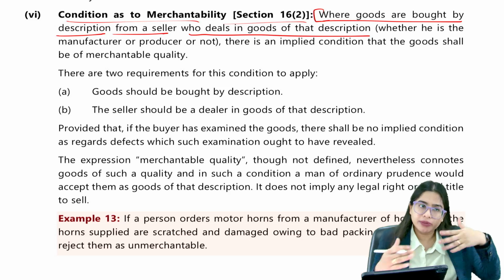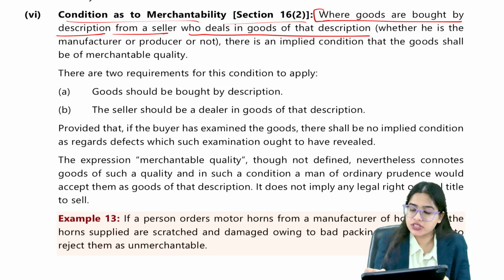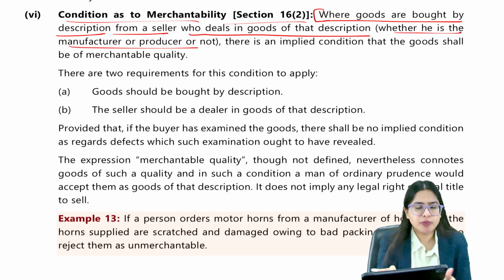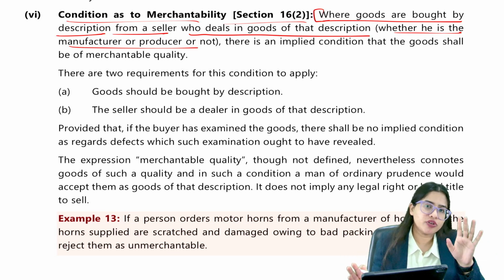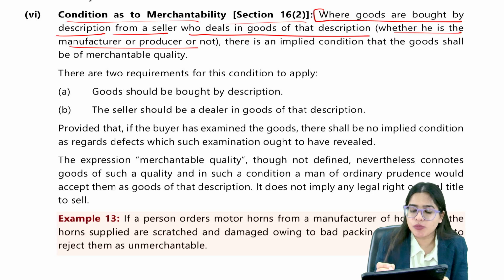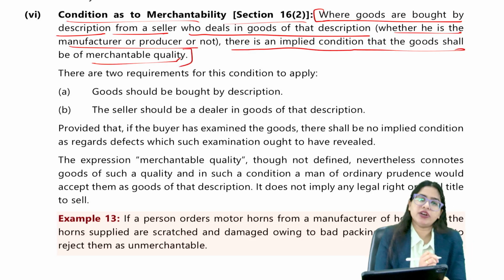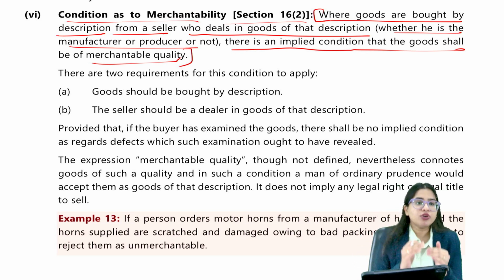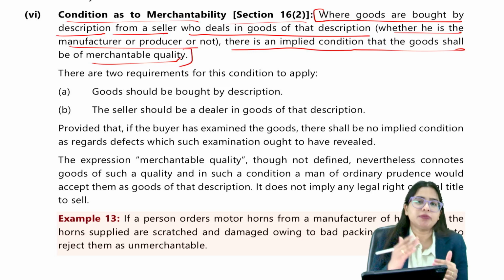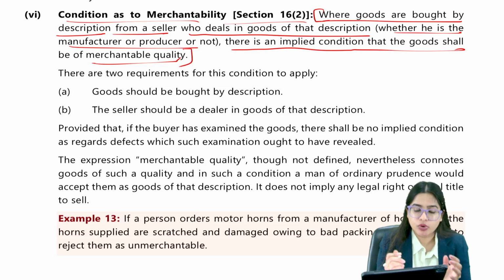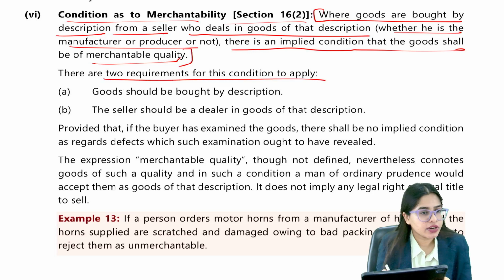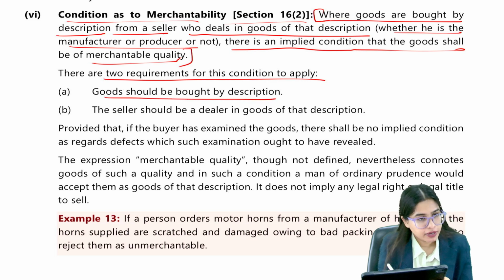He sells bottles, meaning he deals in bottles. Whether he is the manufacturer or producer or not doesn't matter, he simply deals with it. He purchases and sells bottles. Then there is an implied condition that goods should be of merchantable quality. Then there is an implied condition that goods should be fit for the purpose. It should be usable. It should be of merchantable quality. And there are two conditions. Number one, goods should be bought by description.